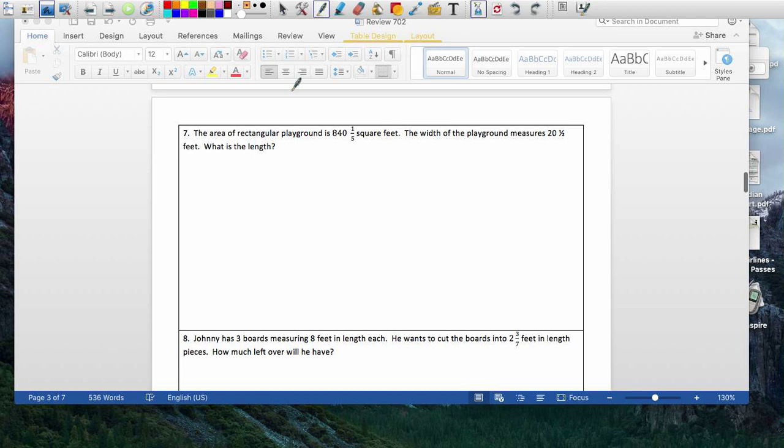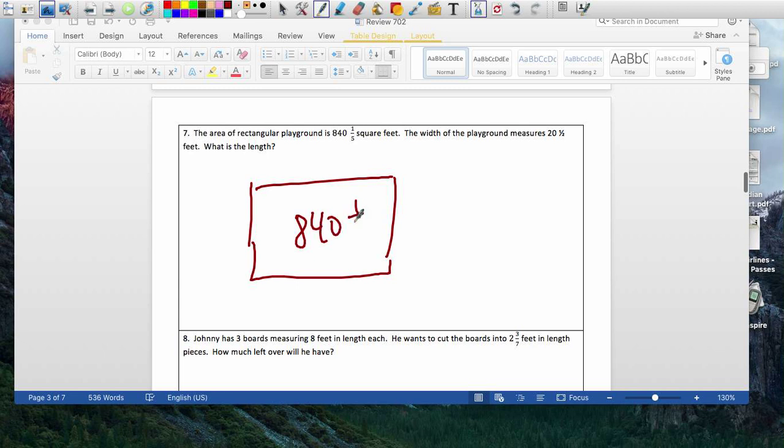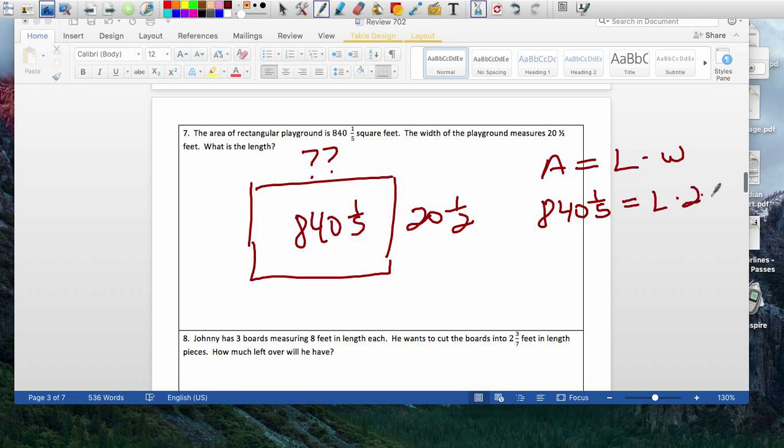So, a rectangular playground. The area of this playground, okay, is 840 and 1/5 square feet. And the width of this is 20.5 feet, so we're asking for the length. So here's our mystery. So area equals length times width, right? So the area we do know, which is 840 and 1/5, is length, which I don't know, times 20.5. And we're going to divide both sides by 20.5, and eventually you get that the length you need to find is 840 and 1/5 divided by 20.5.